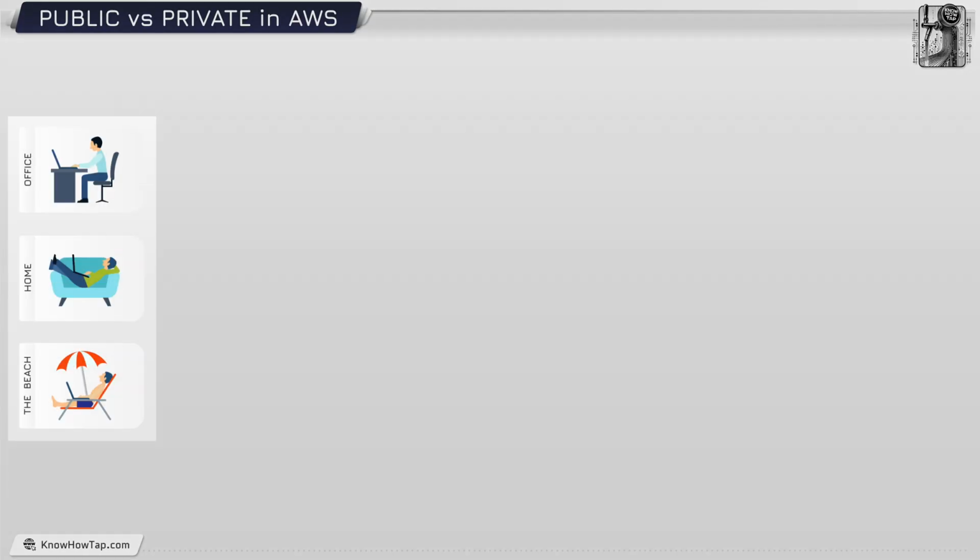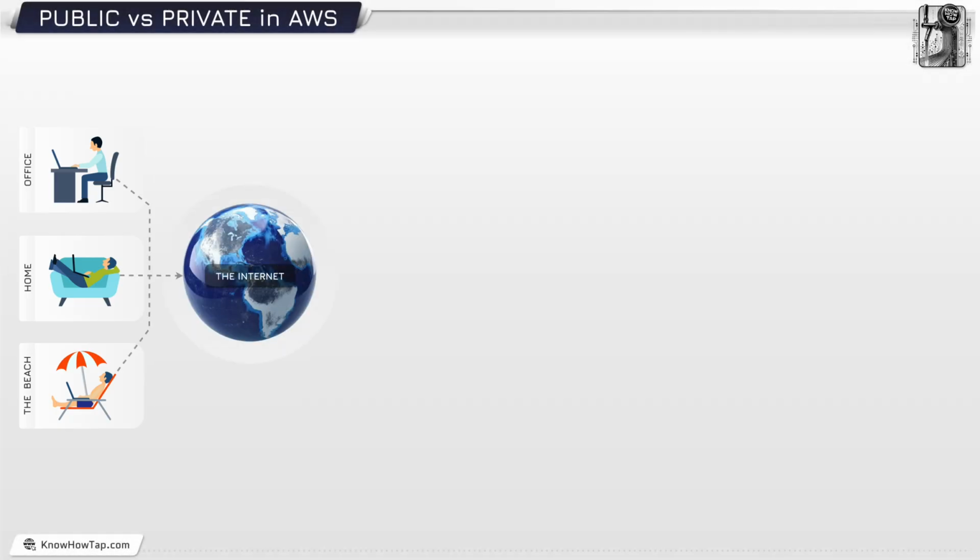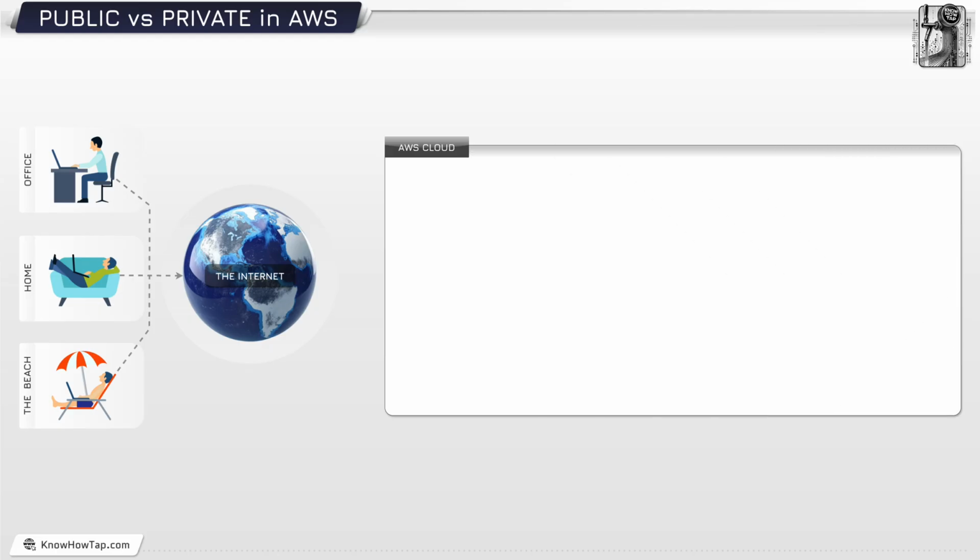No matter where you're working from, the office, home, or traveling, you always start in the same place, the public internet. Every interaction with AWS begins outside of AWS unless you intentionally build private connectivity.